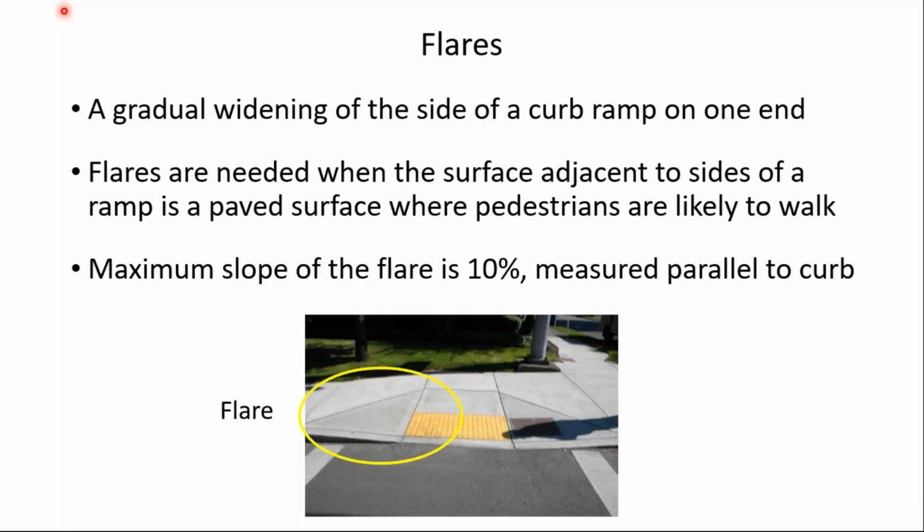Flares. This is the gradual widening of the side of a curb ramp on one end, as you see here. And flares are needed when the ramp, the curb ramp, is located in a pedestrian circulation path, meaning pedestrians are likely to walk across the ramp. And the maximum slope of the flare, according to PROWAG, is 10%, measured parallel to the curb at the back of the curb.